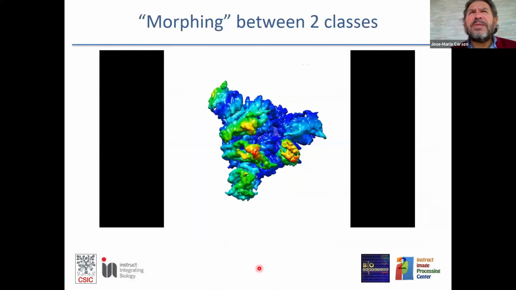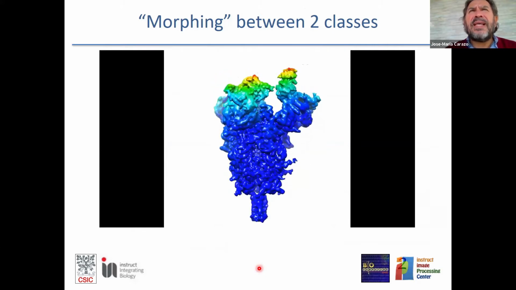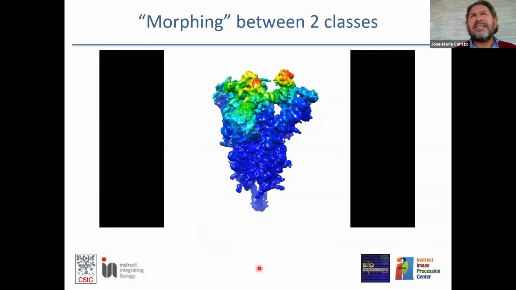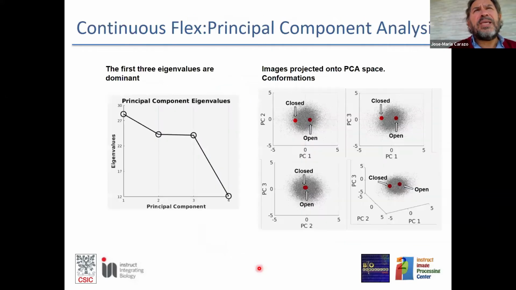Now let me present what most people would be presenting at this stage. I have two classes, and I am doing a morphing between the classes, and you may think that what you are seeing is something dynamic, and that I really have information about all these intermediate steps. This is not the case. I only have two conformations, and I am, in a way, inventing the rest. What if I don't do that? What if I calculate what is in between? I can access that through principal component analysis.